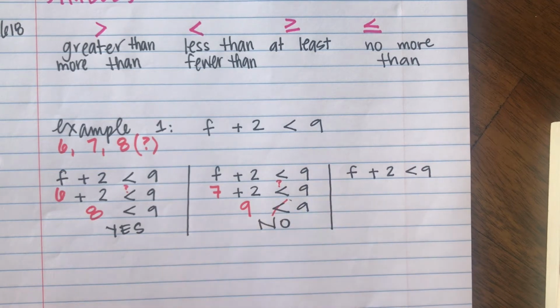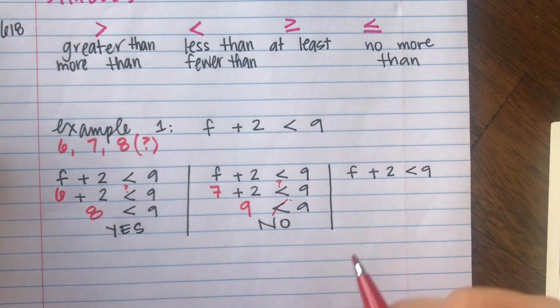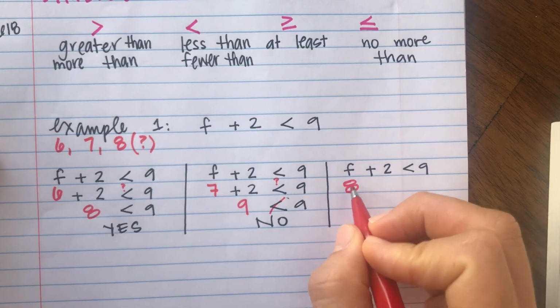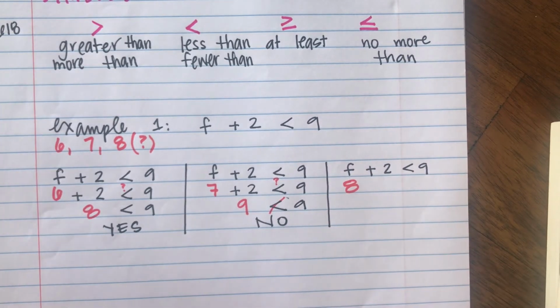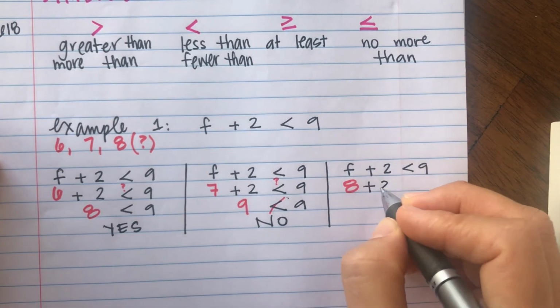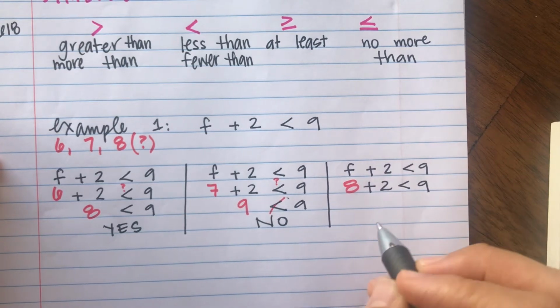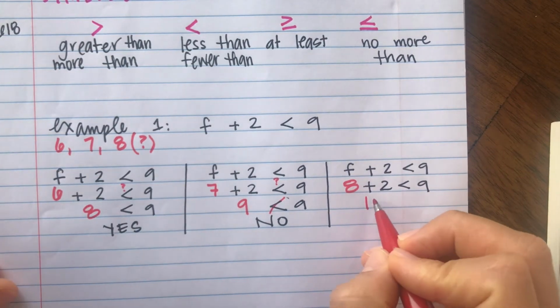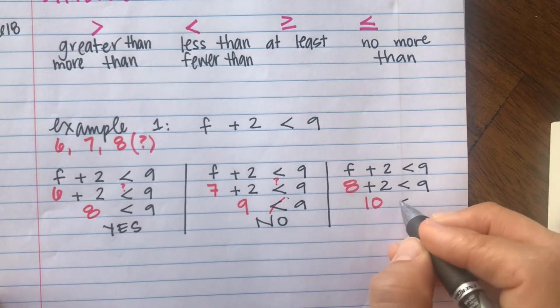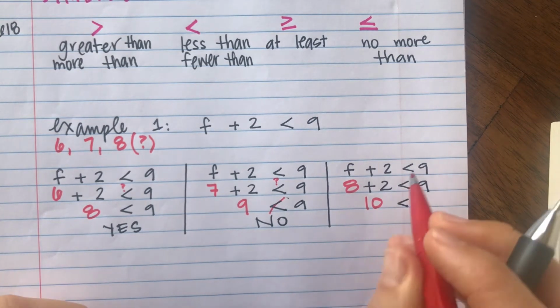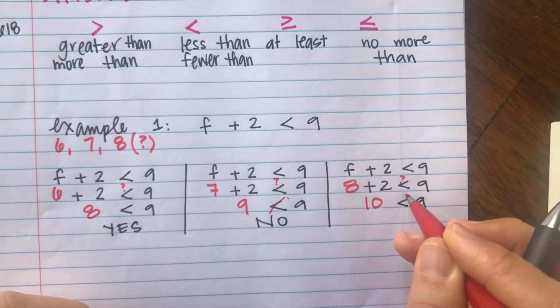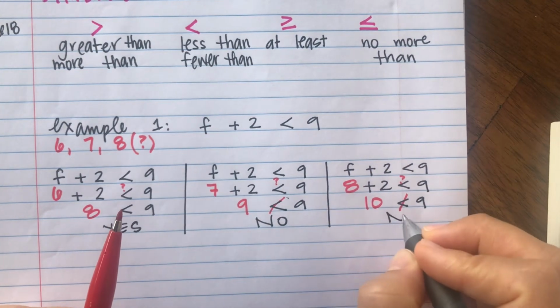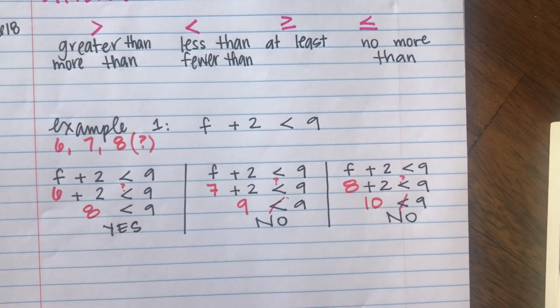So let's finish out this one here, though. You always want to prove your thinking. I'm going to substitute the 8 here, even though I already know, right? 8 plus 2 is 10. Remember, these are friendly numbers. 8 plus 2 gives me 10. And is that less than 9? We already know. Nope. So that's a no, right? That's how we can prove that.